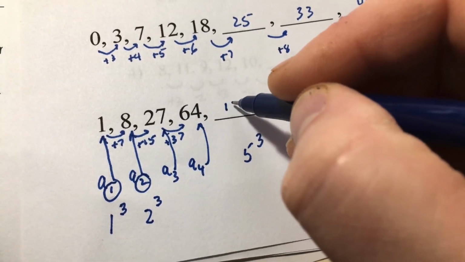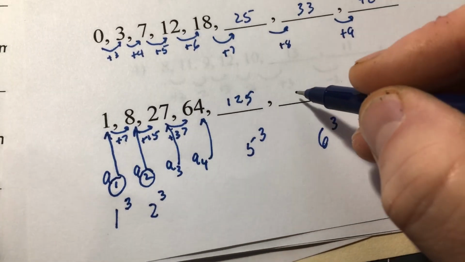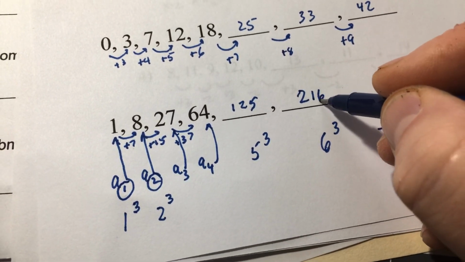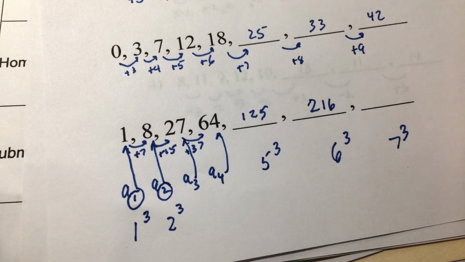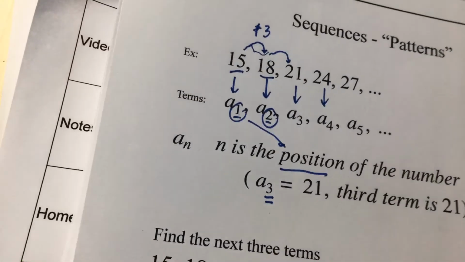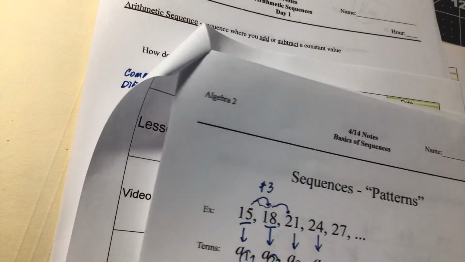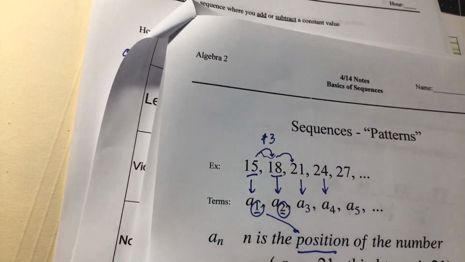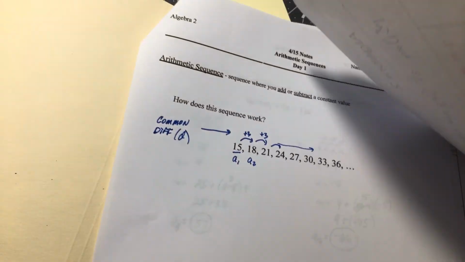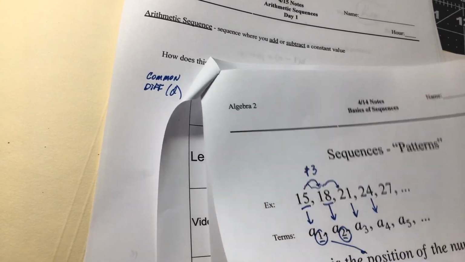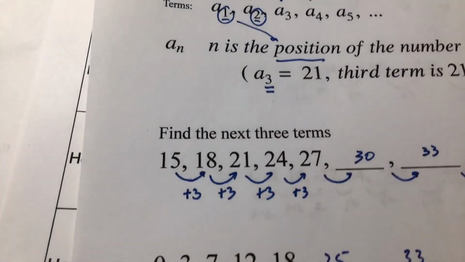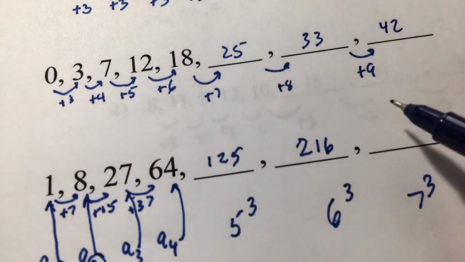So 125, 216, and then I'm not sure what 7 times 7 times 7 is. Let me look. I don't have it. You'll have to figure that out, whatever 7 times 7 times 7 is.